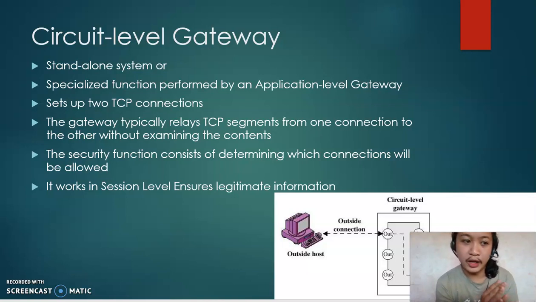The hackers cannot penetrate within the nodes of the relays in the connection of the packets. Okay.